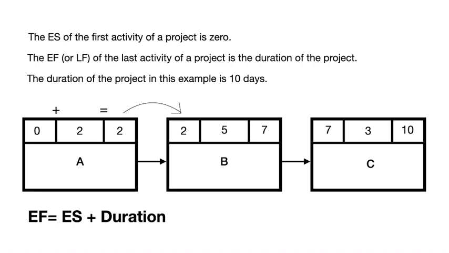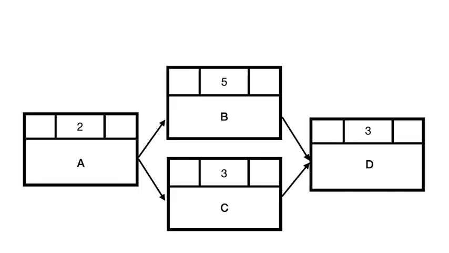Now, this was a fairly simple network diagram. Let's try to calculate the early start and the early finish of this network diagram. So we're going to start with the first activity, which is activity A. As it is the first activity, its early start is equal to 0. The early finish of this activity would be 2, because 0 plus 2 is equal to 2.